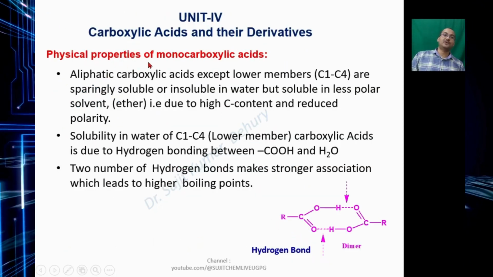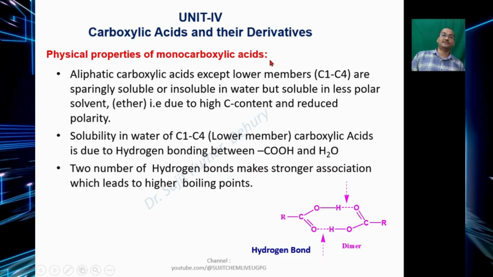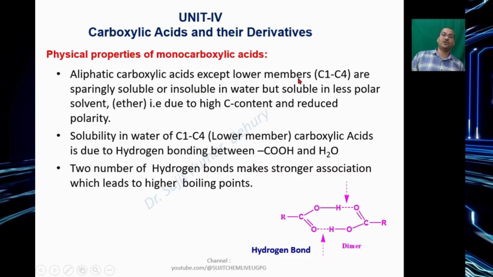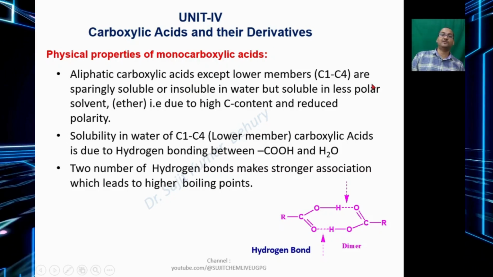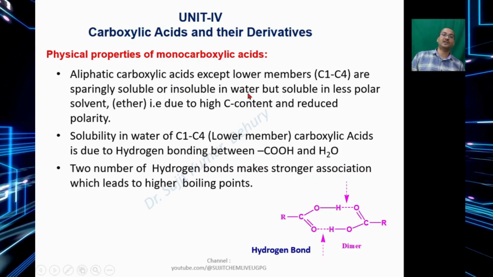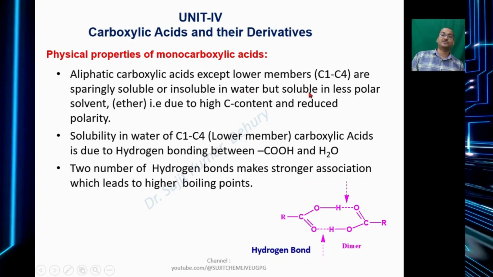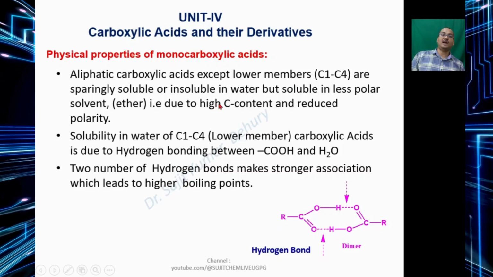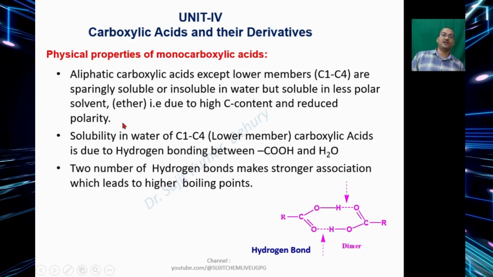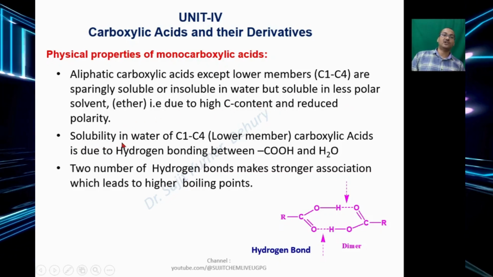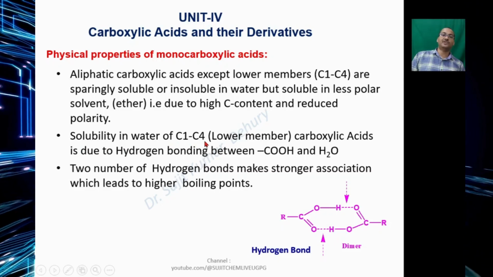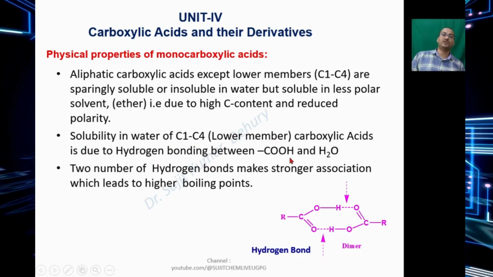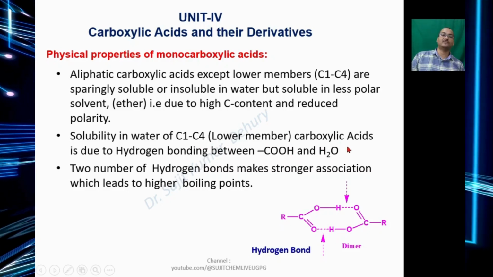Next is physical properties of monocarboxylic acids. Generally, aliphatic carboxylic acids, except lower members, that is C1 to C4, are sparingly soluble or insoluble in water, but soluble in less polar solvents like ether, due to high carbon content and reduced polarity. The solubility in water of C1 to C4 lower member carboxylic acids is due to the hydrogen bonding between the carboxylic acid group and water.